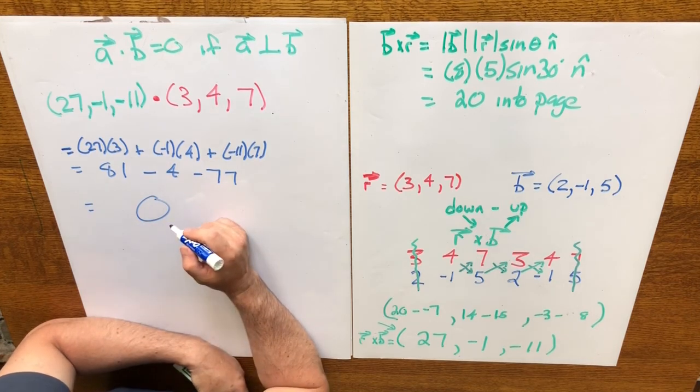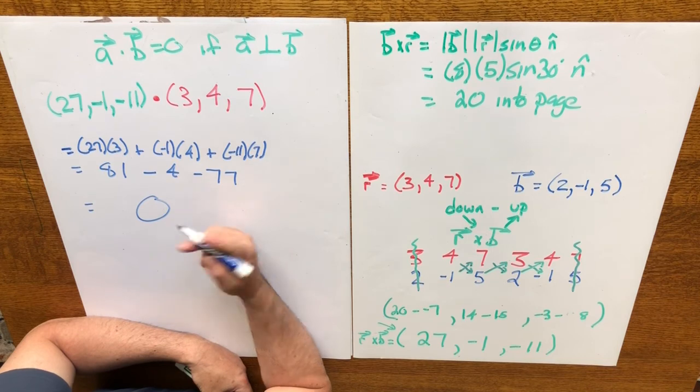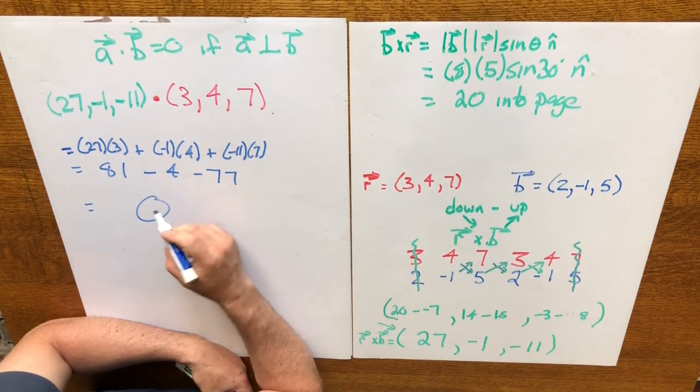So that's the idea of the cross product. It's producing a vector perpendicular to the other two vectors that you're doing the cross product of.